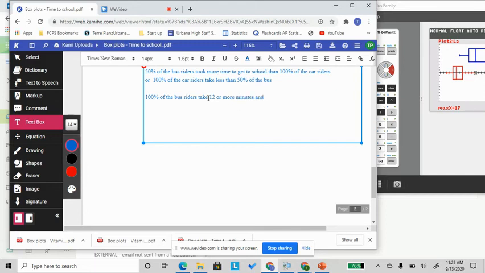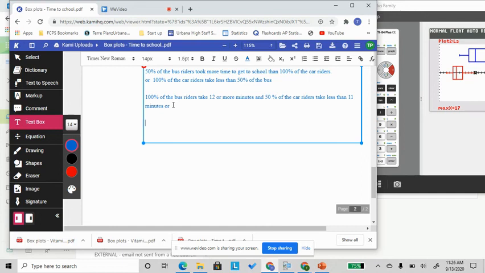And 50% of the car riders take less than 11 minutes. Okay, I probably should put some numbers in here. I should probably say something like take more than 17, and this is also 17. Okay, and then you could also say this one, or just the opposite way.